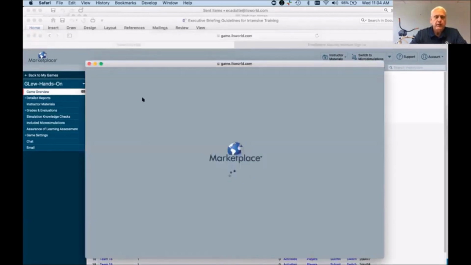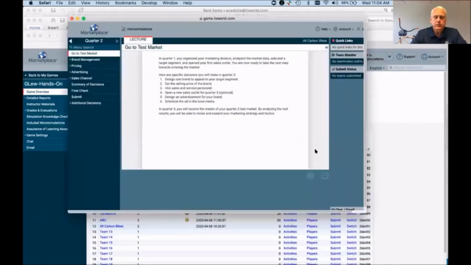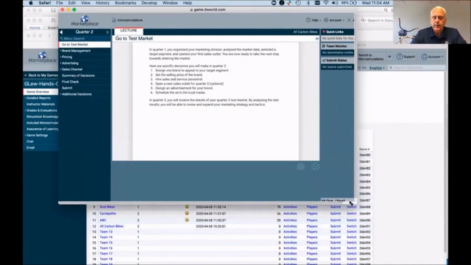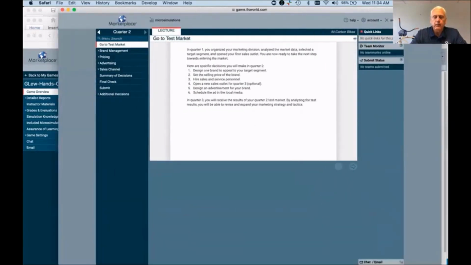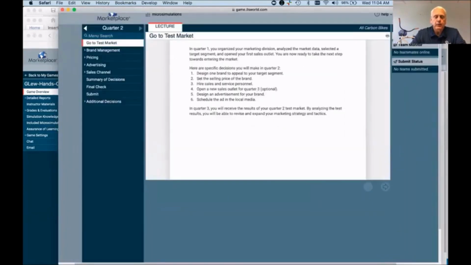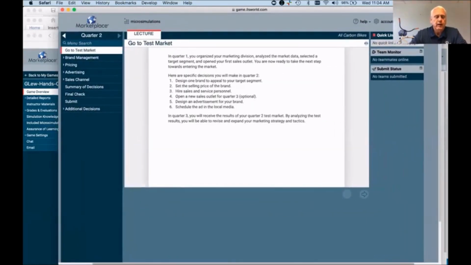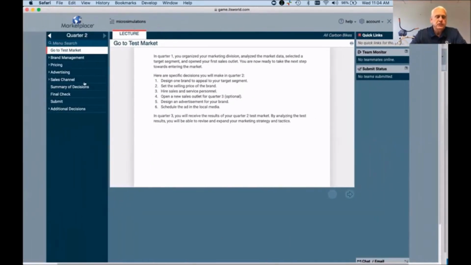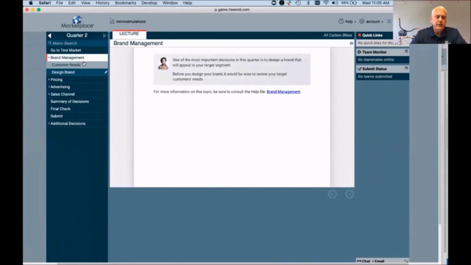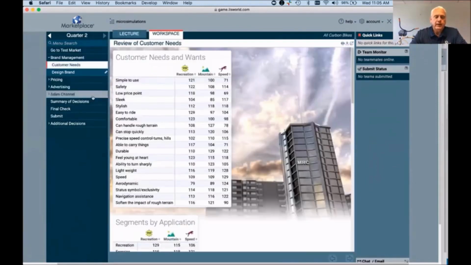Just for purposes of demonstration, I am all carbon bikes, and I thought what I would do is show you how this works. I'm in quarter 2, and this is where we are going to test market. So you're seeing exactly the same thing that your students would see. You will work your way down the menu on the left. And so we have brand management. We always provide the data before the decision.